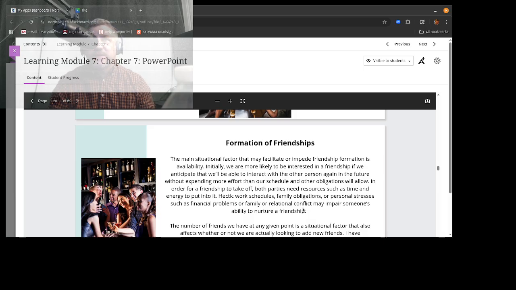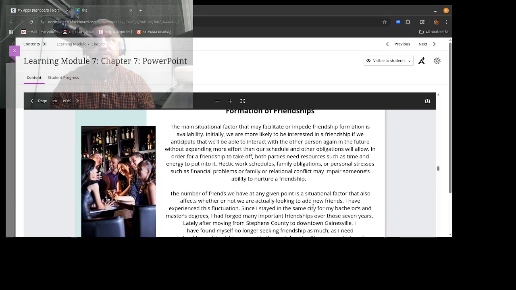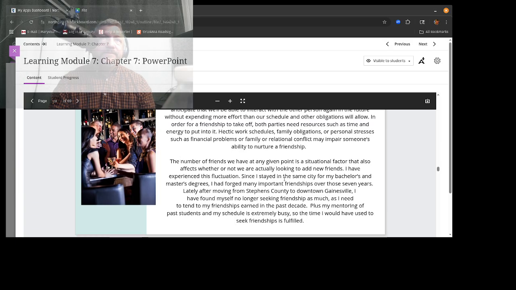Suddenly we can't spend time with our friends because we're working on our marriage because things have gotten difficult in that space, right? We're going to attend to the things we need. The number of friends we have at any given point is a situational factor that affects whether or not we are looking to add new friends.